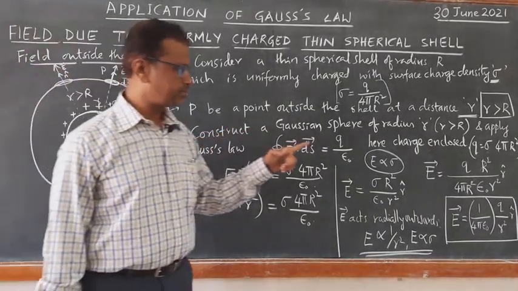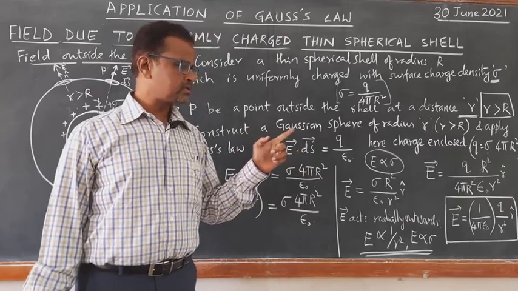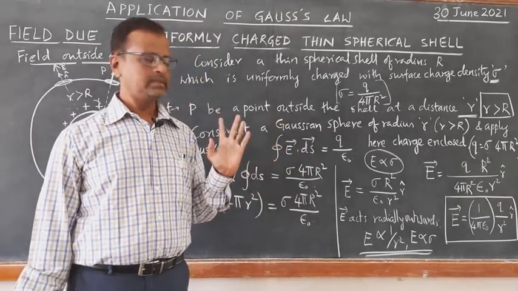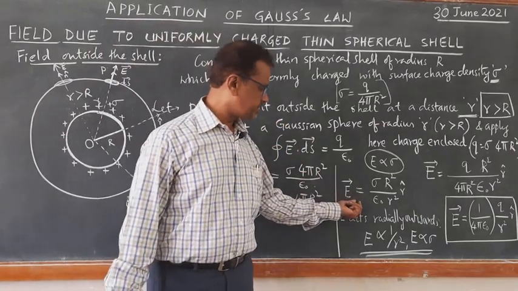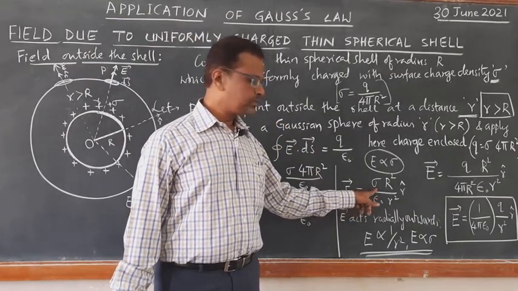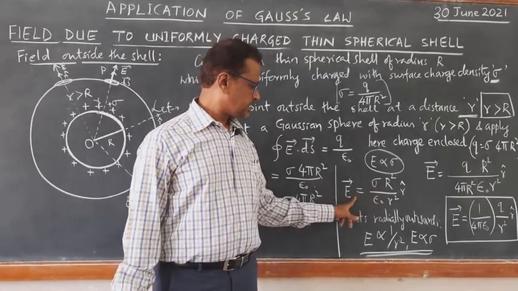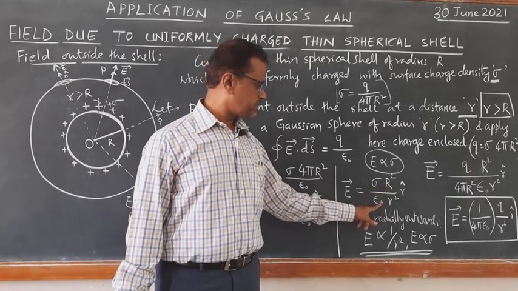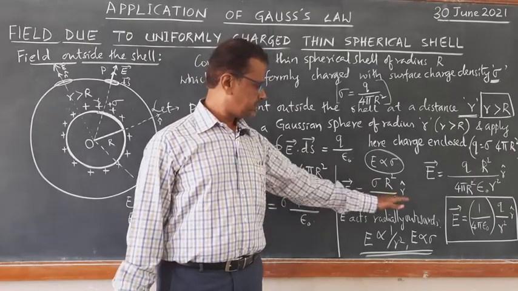E is equal to 1 upon 4 pi epsilon naught q upon r square into r cap. This equation tells you about the electric field due to surface charge density: E equals sigma capital R square upon epsilon naught r square into r cap.